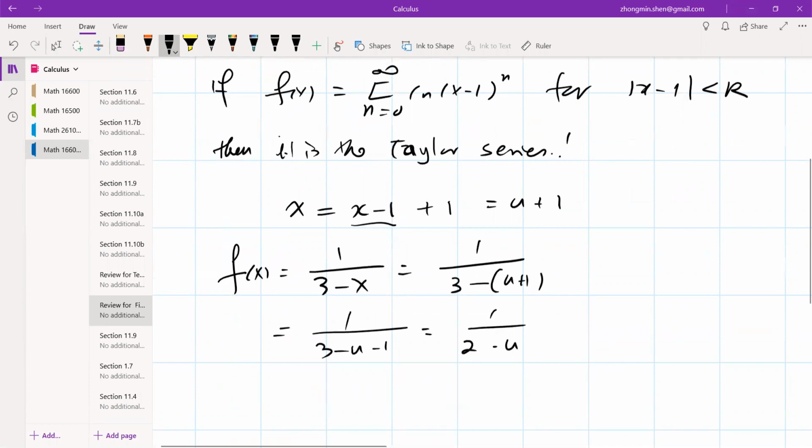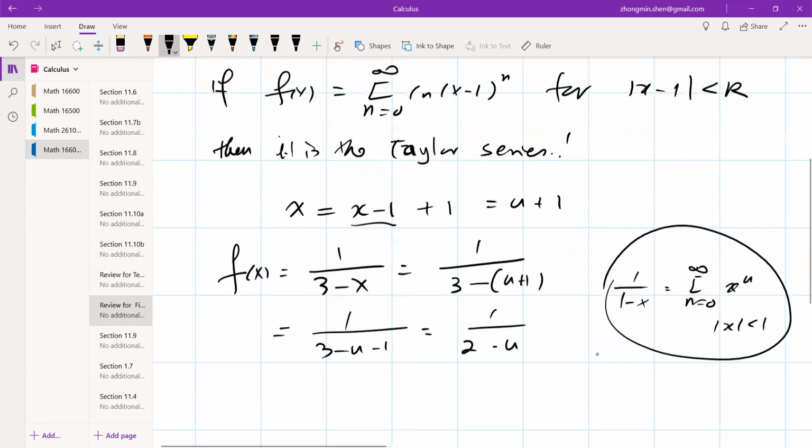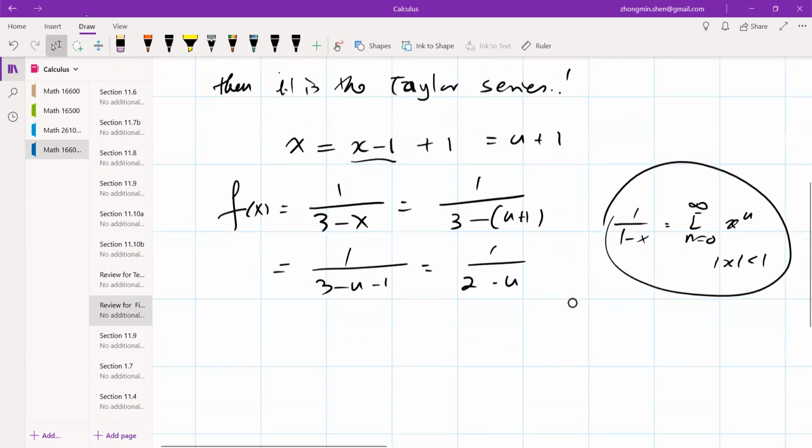Now you are going to use the formula. What formula are you going to use? You are going to use this formula, 1 over 1 minus x, and here x should be less than 1. Everybody knows this formula. But this does not look like that formula, right? 2 minus u, not 1 minus u. Why not? Then take 2 out. And that looks like that.